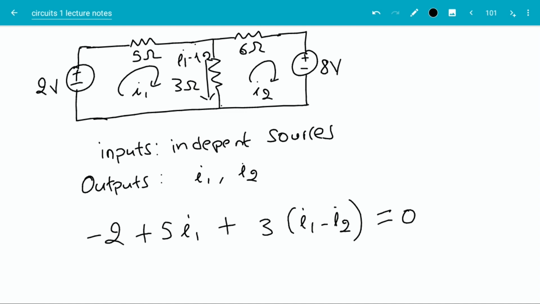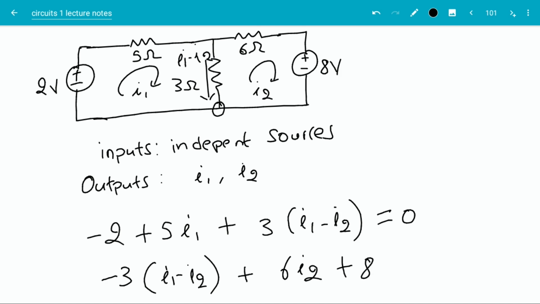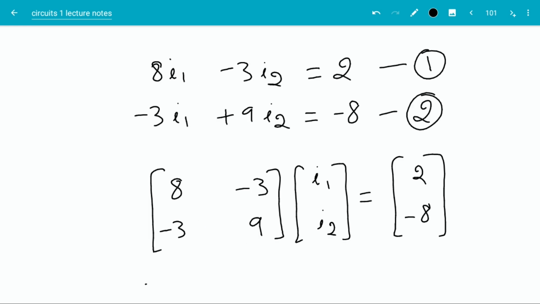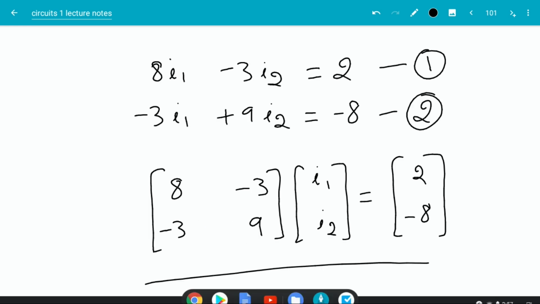Similarly, the KVL equation for the right hand loop would be starting at that point, ending at that point, going clockwise, going up. I have -3 times (I1 minus I2) as a voltage drop from bottom to top, plus 6 times I2 plus 8 equal to 0. Simplifying the equations, I get these two. I can rearrange the equations into matrix form like this.